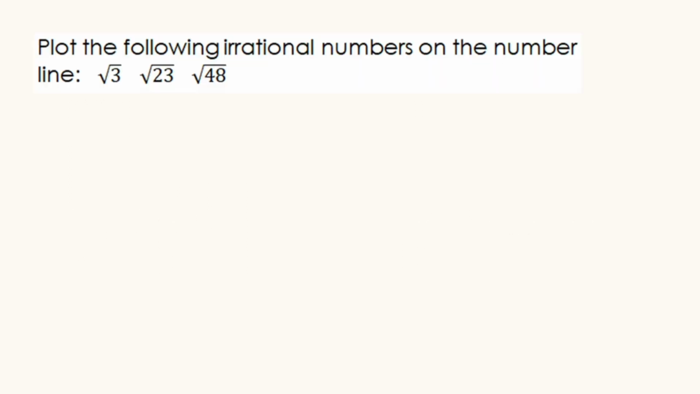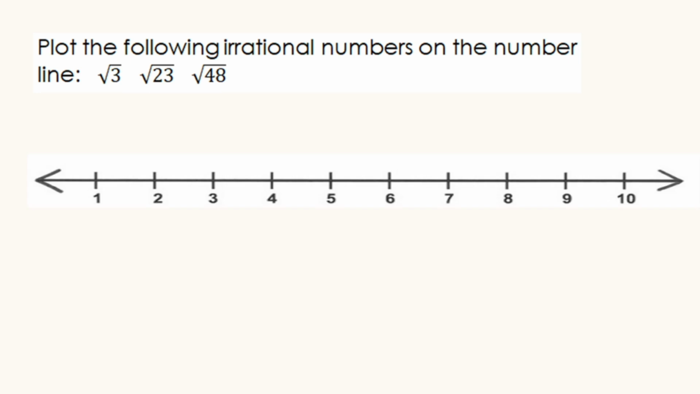Now, let's have the last one, which is to plot the following irrational numbers on the number line. So, I have here square root of 3, square root of 23, and square root of 48. Dapat daw natin siyang i-plot sa number line. Meron tayong madaling paraan wherein we need to look muna yung mga square root ng mga number na to. So, ano bang rational number ang pwede para makuha ay 1? So, we have square root of 1, because square root of 1 ay 1.